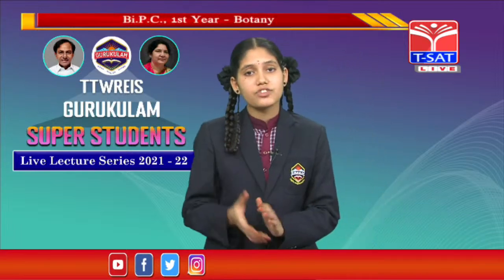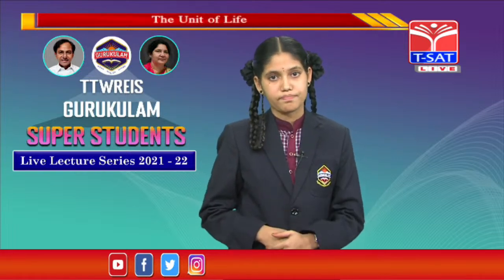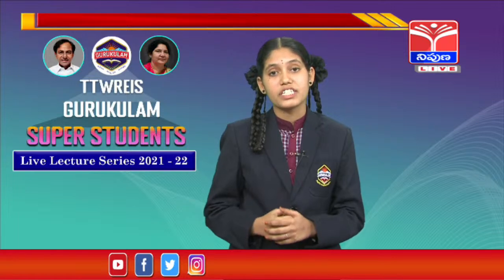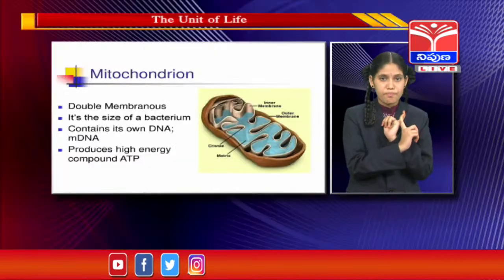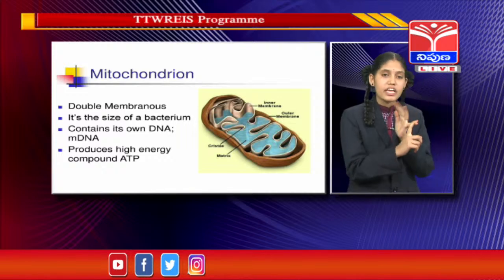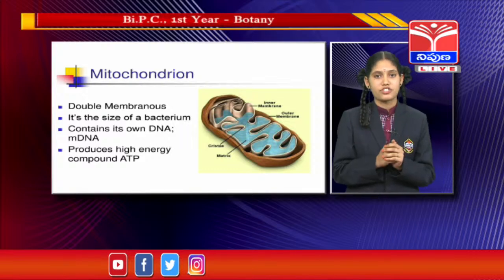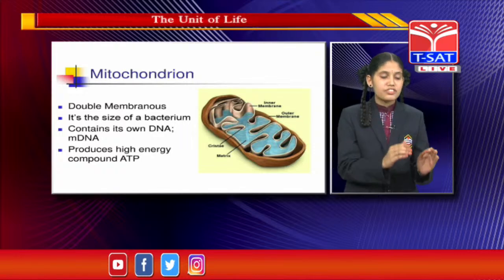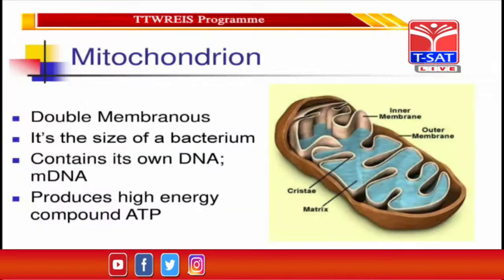Now we can talk about the next cellular organelle, that is mitochondria. Mitochondria, we can call it the powerhouse of the cell. Mitochondria is double membranous. The first membrane is cristae and the second is the matrix. Cristae is the inner folding membrane and the matrix is a fluid-filled structure. The matrix is present in the cristae.